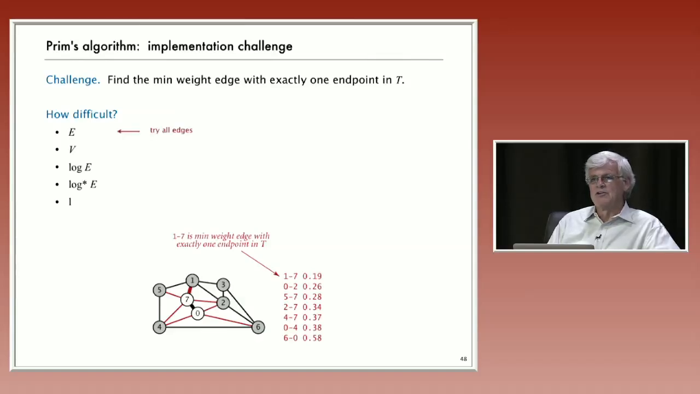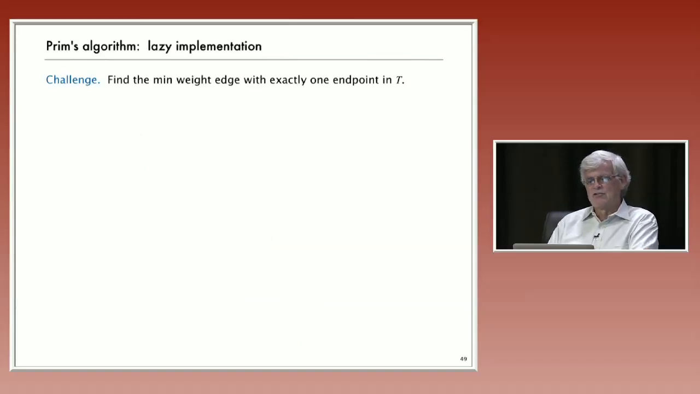Well, one thing that we could do is just try all the edges, and maybe some early implementations would do that. But what we're going to do is use a modern data structure, a priority queue. So we're going to keep the edges on a priority queue that have exactly one endpoint in T, and then we can just pick out the minimum weight one. That's the so-called lazy implementation of Prim's algorithm. We'll look at another one called the eager implementation afterwards.